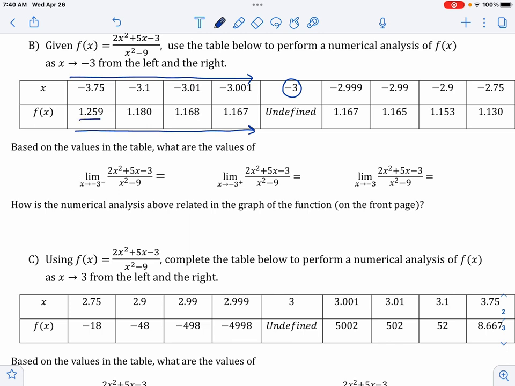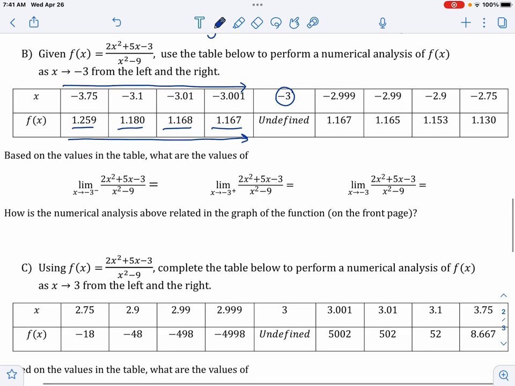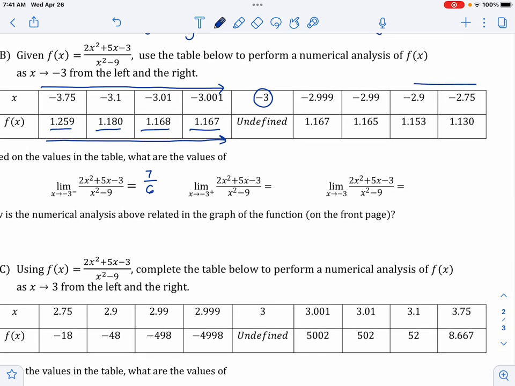So it goes 1.259, 1.180, 1.168, 1.167. So notice that we're getting closer and closer and closer to 1.167, which is approximately 1 1/6, which is 7/6. So we're getting closer and closer to 7/6. Now, if we approach -3 from the right, we're looking at our y values, you can see we're approaching that same value, which is 7/6. Since we're approaching the same value from the left and the right, the limit does exist, and it's 7/6.